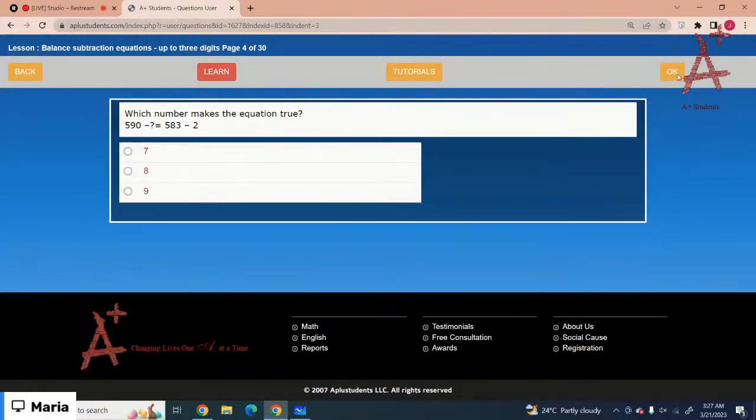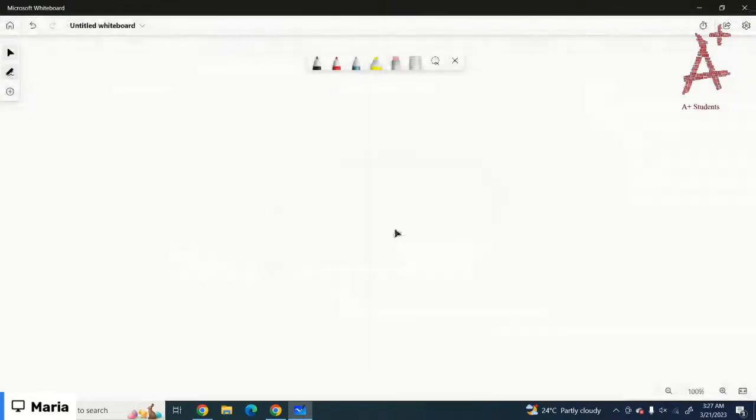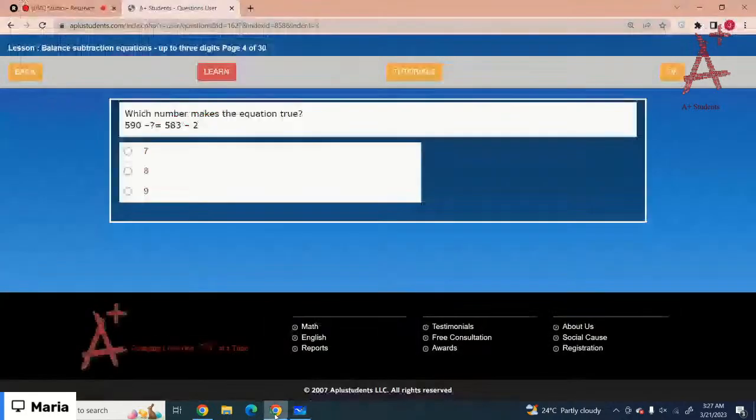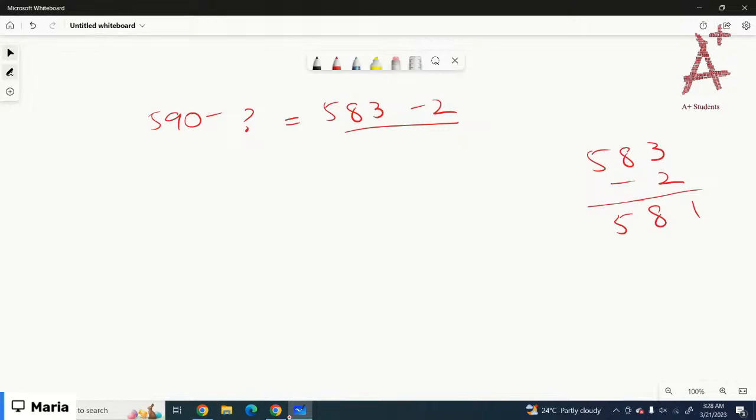Got it? Okay, the next one is 590 minus missing number equals 583 minus 2. Okay, just solve this side. Subtract 2 from 583. Got it? So it would be 583 minus 2. 3 minus 2 is 1. Right, 8 and 5. That means on this side you have 581.